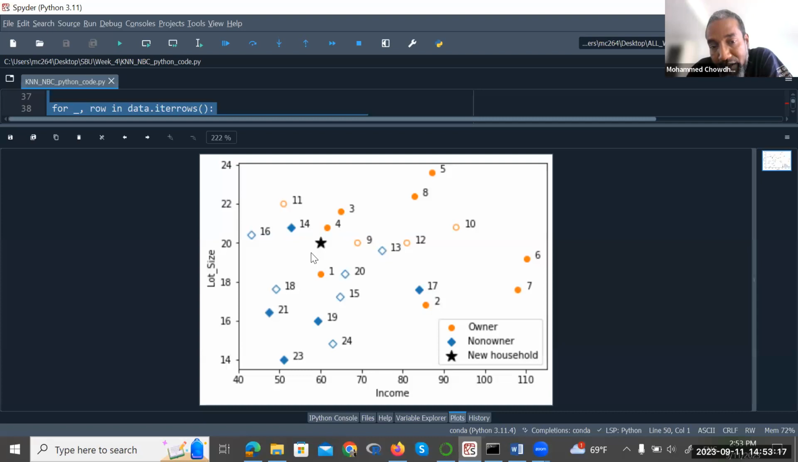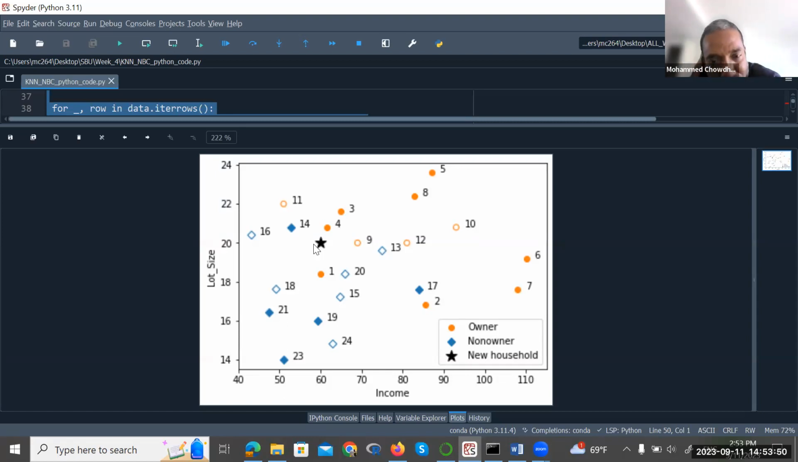So if we take one NN, one nearest neighbor, in that case, the star will be closest to the 4. And in that case, 4 is the owner, so the star will be the owner. Now, if we want to take a 4 nearest neighborhood, k equal to 4, then what are the coming? If k equal to 4, then 1 and 9 and 4 and 14. These 4 will be closest to the star.